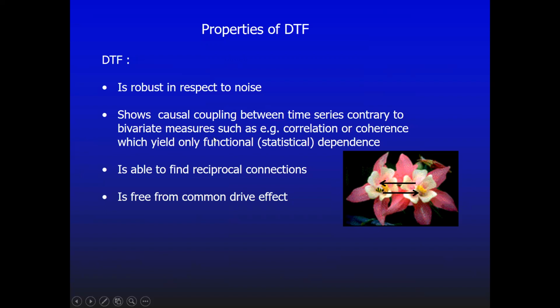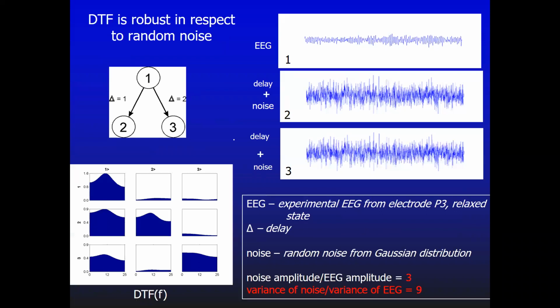It shows causal coupling between time series, contrary to bivariate measures, such as correlation or coherence, which yield only functional statistical dependence. This function is able to find reciprocal connections and is free from common drive effect. So now I would like to show that it is really robust in respect to random noise.